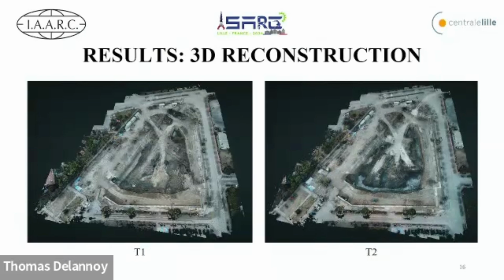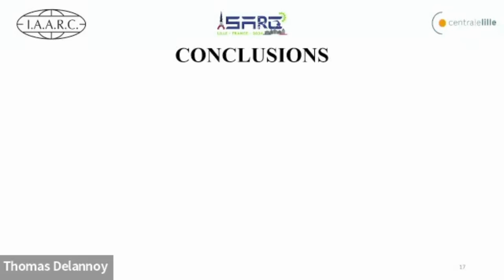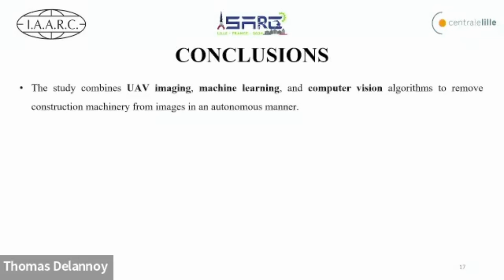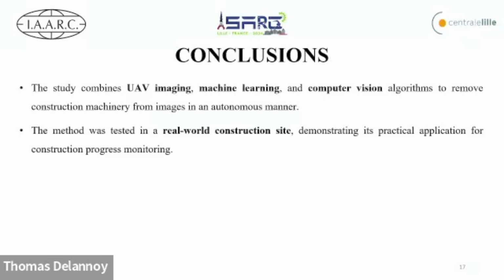Actually, I'm also working on earthwork progress monitoring. Now I can easily calculate the earthwork differences between those construction sites. This study combines UAV imaging, machine learning, and computer vision. So our idea is to combine all these 3 fields to find a way to remove construction machinery. And we have also tested our method in a real-world construction site, so it shows a practical application for progress monitoring.